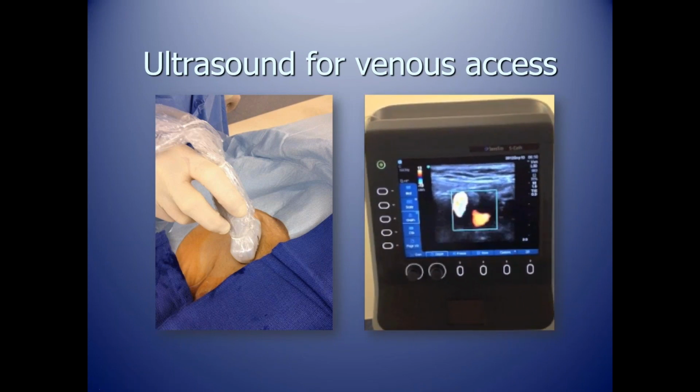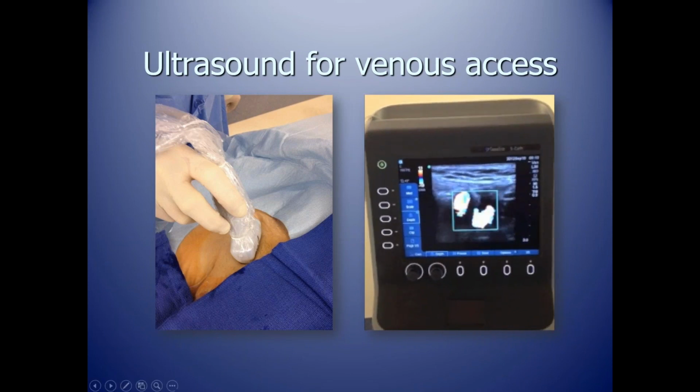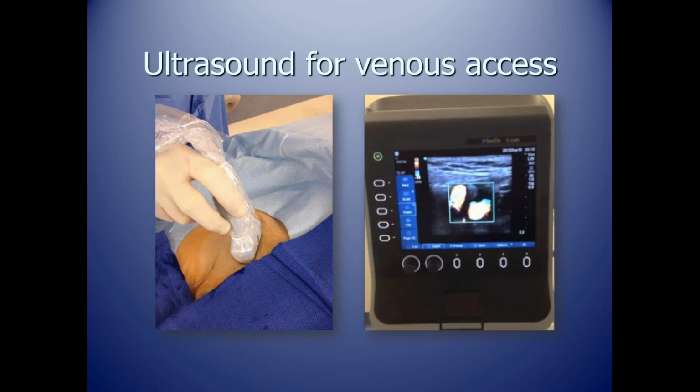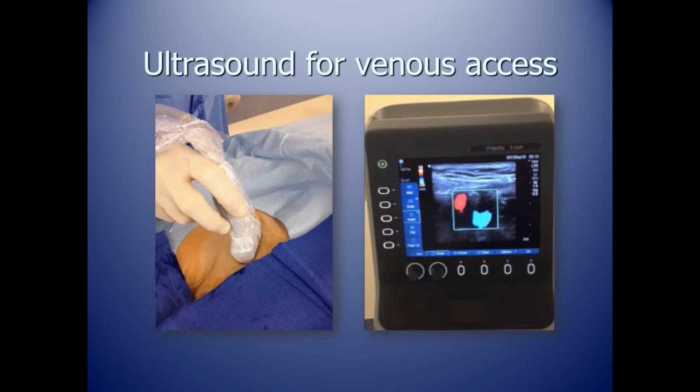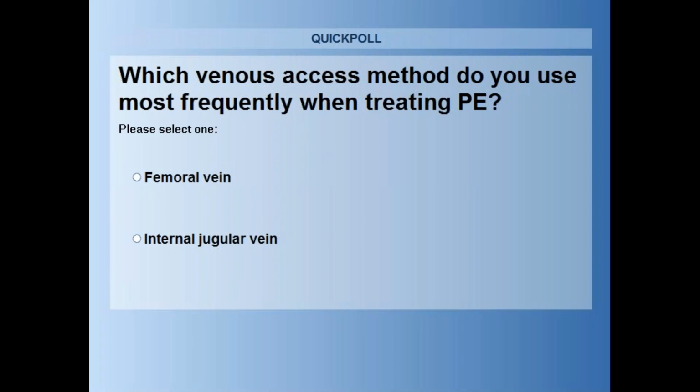So we're now going to do a second poll question, and that is to ask, what is your preferred method when treating pulmonary embolism for venous access? So here is that question, so everybody can hopefully respond.